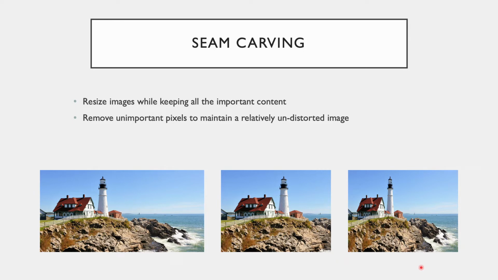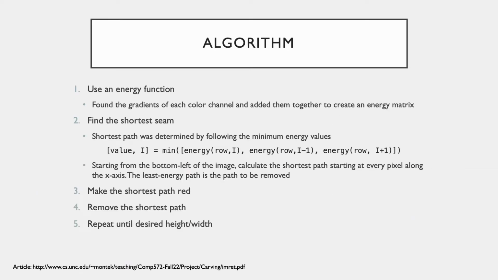This is where seam carving comes in. Seam carving resizes images by removing unimportant pixels to keep the overall important parts of the image. My algorithm starts by using an energy function to make an energy matrix. For my energy function, I found the gradients of each color channel of my image and added them together. Then I used this energy matrix to find the shortest seam.